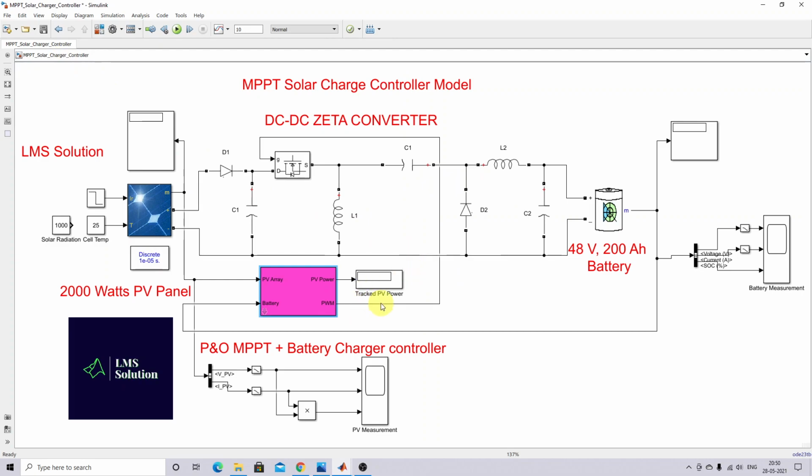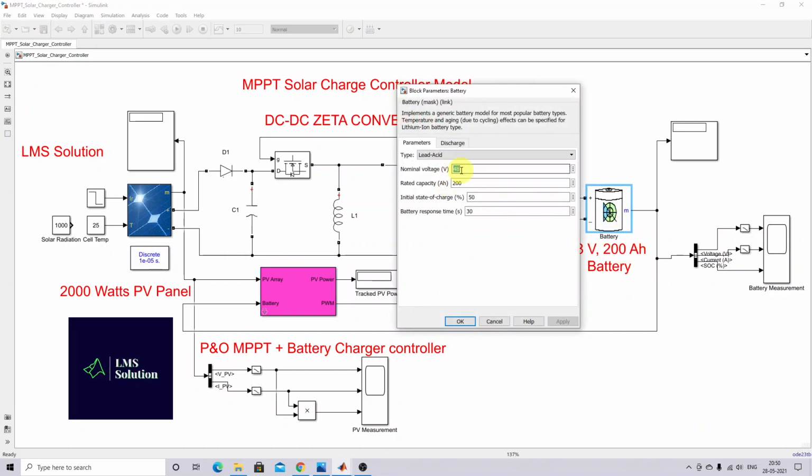So after that, the PWM pulse drives that MOSFET and extracts the maximum power. Okay, so here at the output end we have connected a 48 volt, 200 amp-hour battery. Okay, so this is the battery detail. A 48 volt, 200 amp-hour battery with an initial charge of 50%.